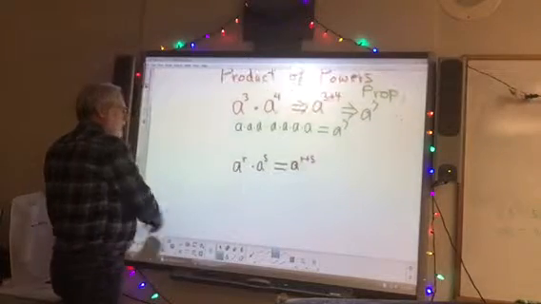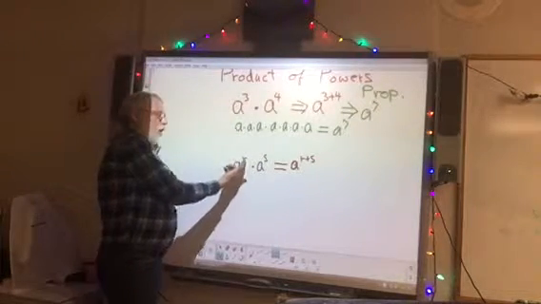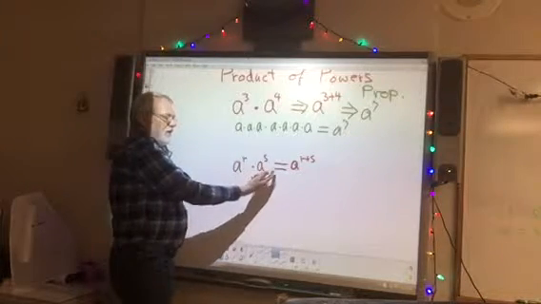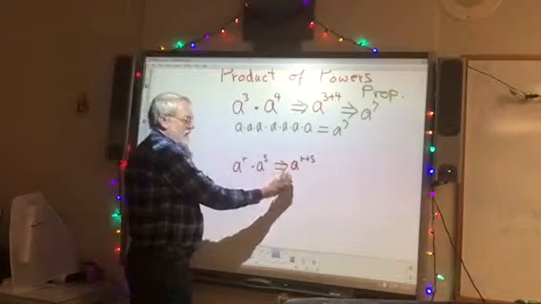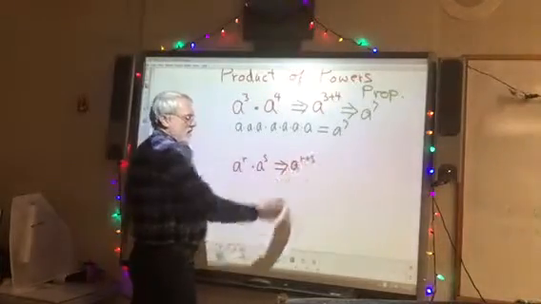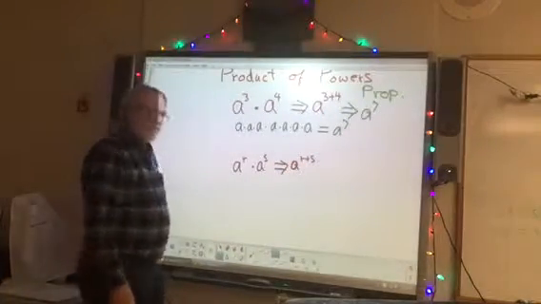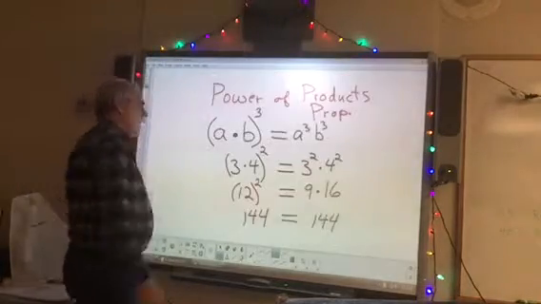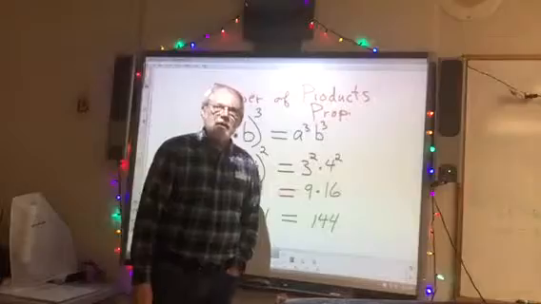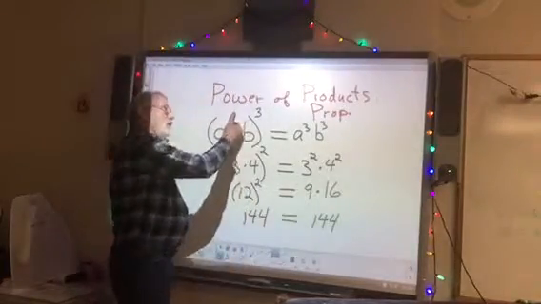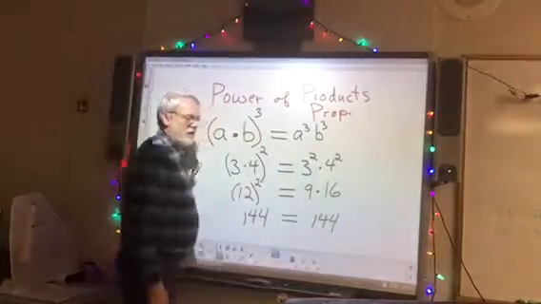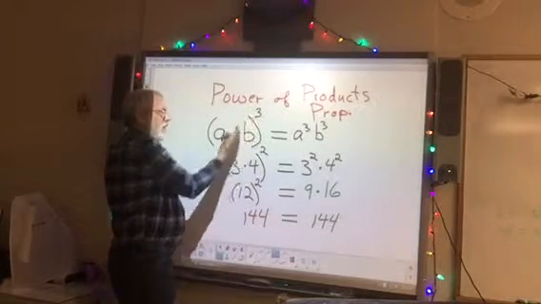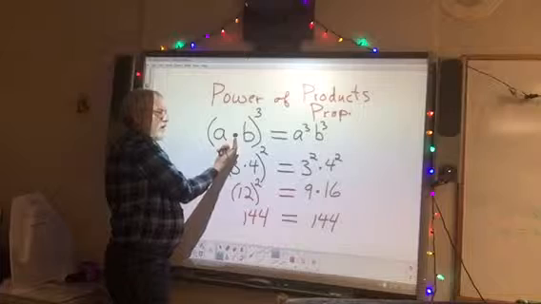The formal way of looking at it is this. If we have a to the r power times a to the s power, what we get is a to the r plus s power. That's one rule, property. Here's the second one. Second one is the power of products property.